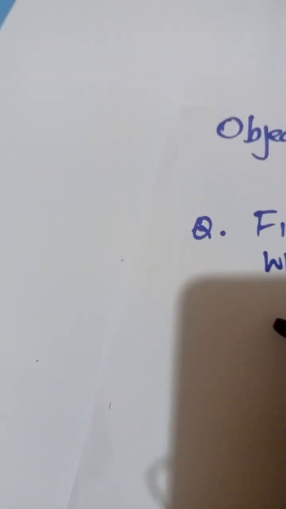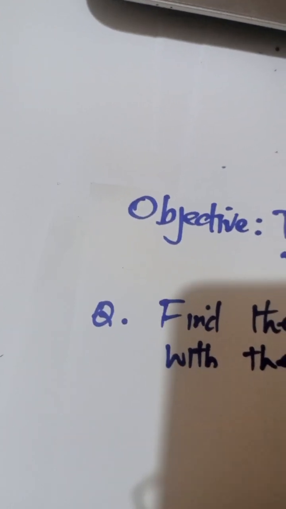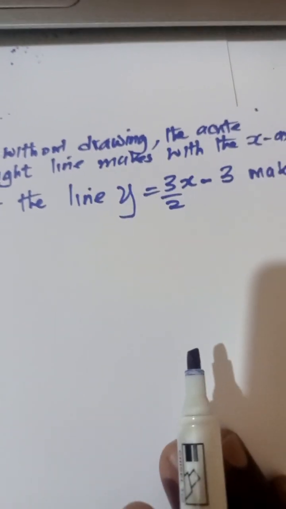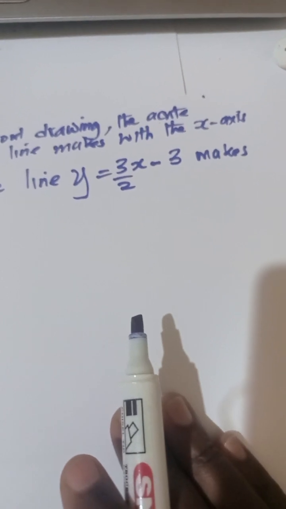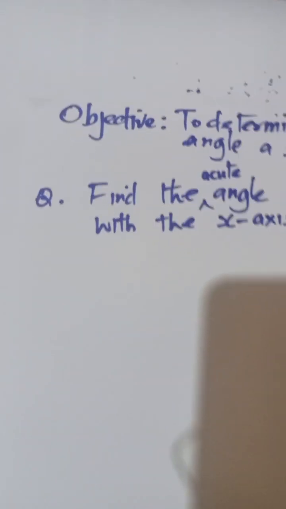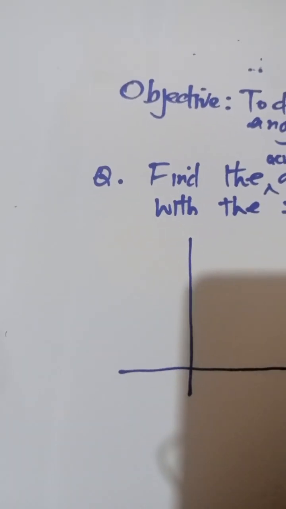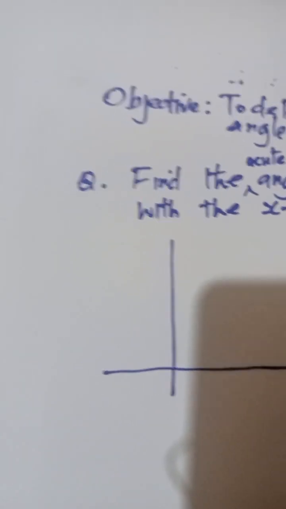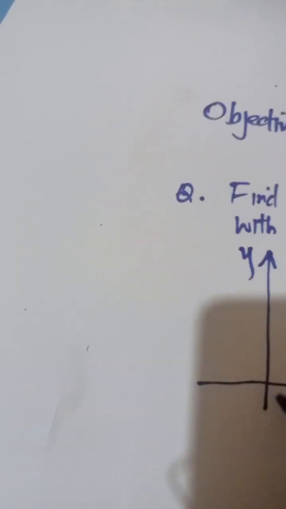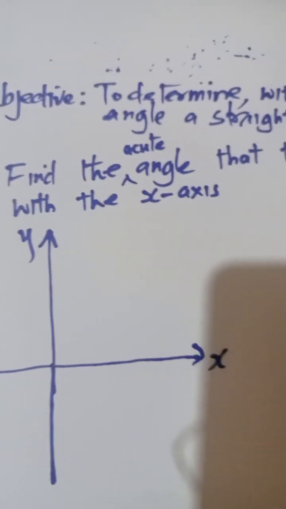So let's consider this. Now we'll approach it from a question point of view. The question that we have here is this example where we are asked to find the acute angle that the line y is equal to 3x over 2 minus 3 makes with the x-axis. To see this diagrammatically, when this is represented in a Cartesian plane with the x and y axis, we'll have what we have here as shown.